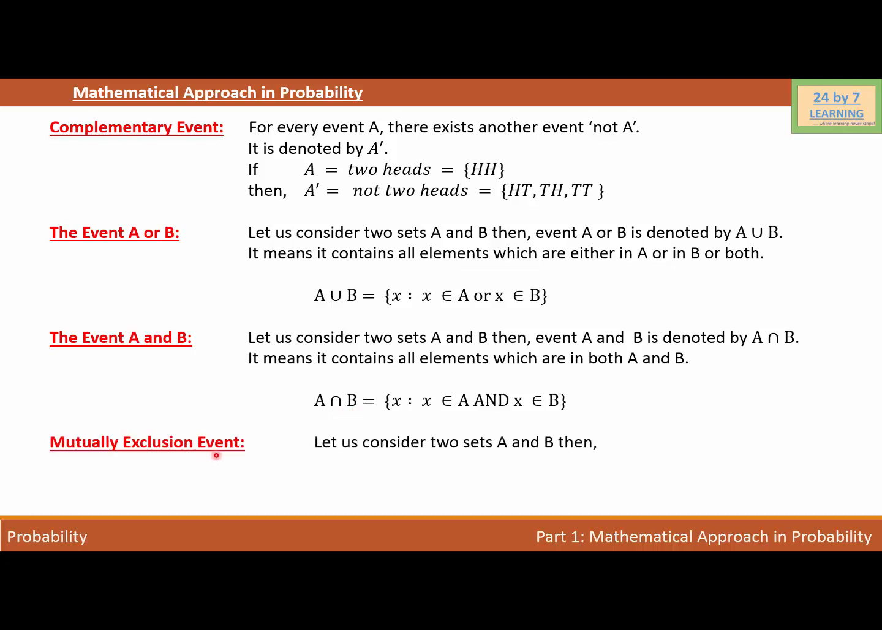Mutually exclusive event. Let us consider two events A and B, then the event A intersection B is equal to phi. It simply means that two sets A and B are mutually exclusive if there is no common element for both the two sets. Then it's called a mutually exclusive event.